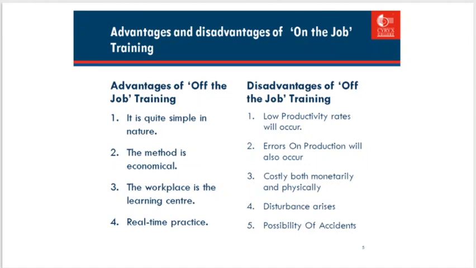Fourth, disturbance arises. A large commotion may happen during the everyday work process, as the trainees are still in their learning phase only. The existing and experienced workers may feel troubled due to the interruption of both the trainees and the supervising members. Fifth, possibility of accidents.